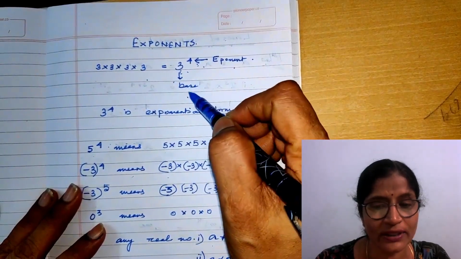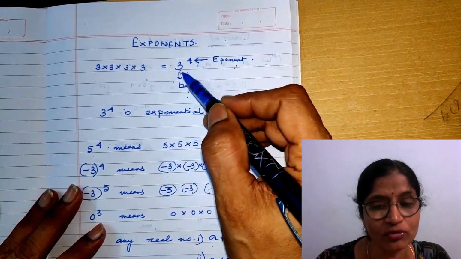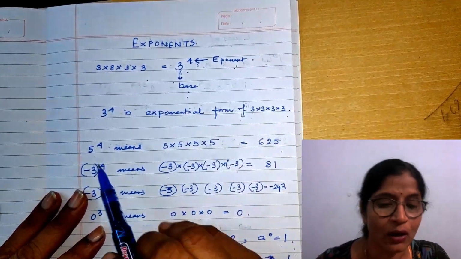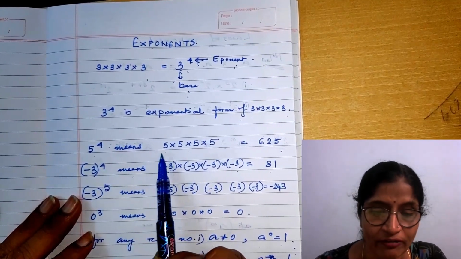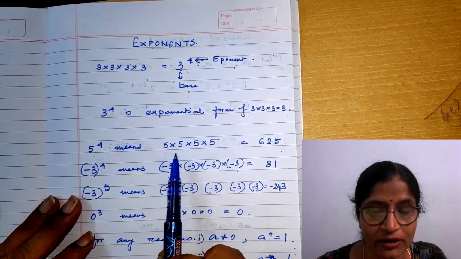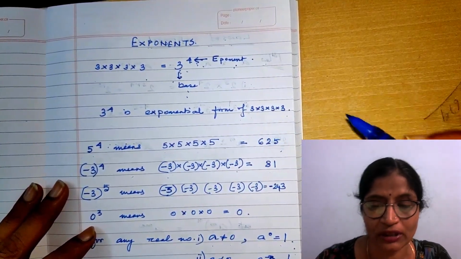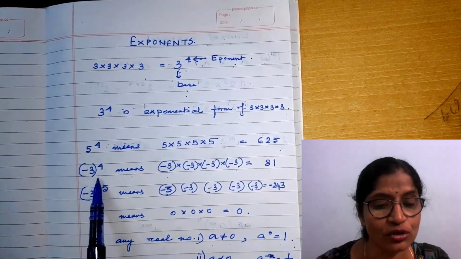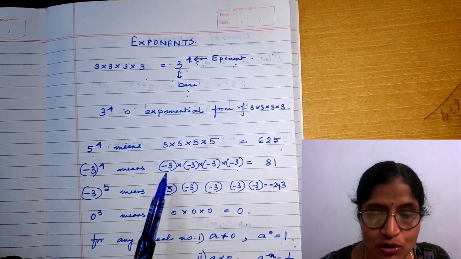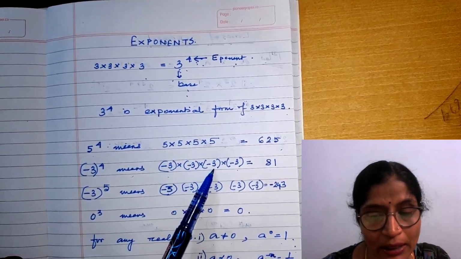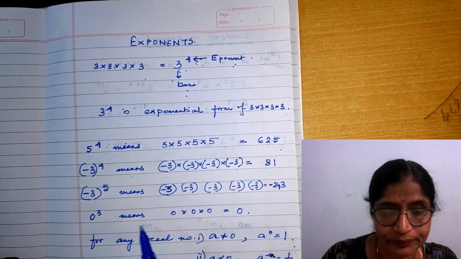Here 3 is known as the base and 4 is known as the exponent of the exponential form 3 to the power 4. Now if I say 5 to the power 4, then 5 to the power 4 means 5 multiplied 4 times, that is 5 into 5 into 5 into 5, and that is equal to what? 625. Again, minus 3 to the power 4 means minus 3 multiplied 4 times. So minus 3 into minus 3 into minus 3 into minus 3, and that is equal to 81.